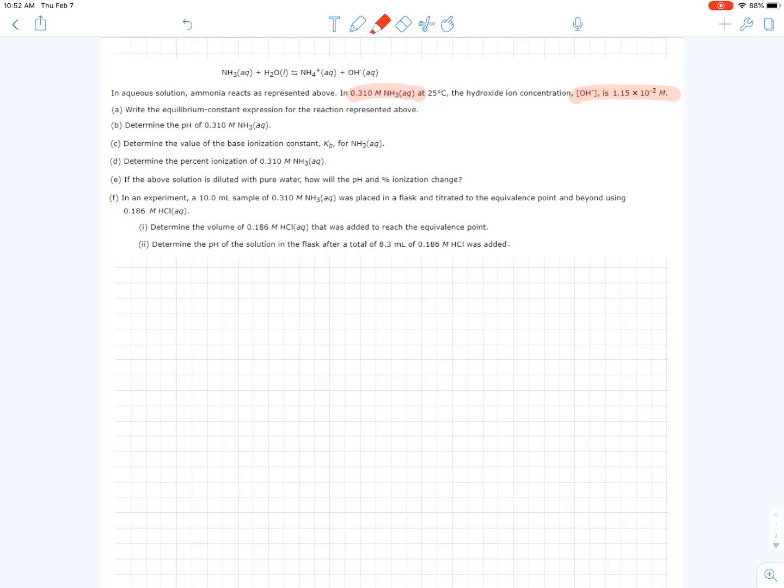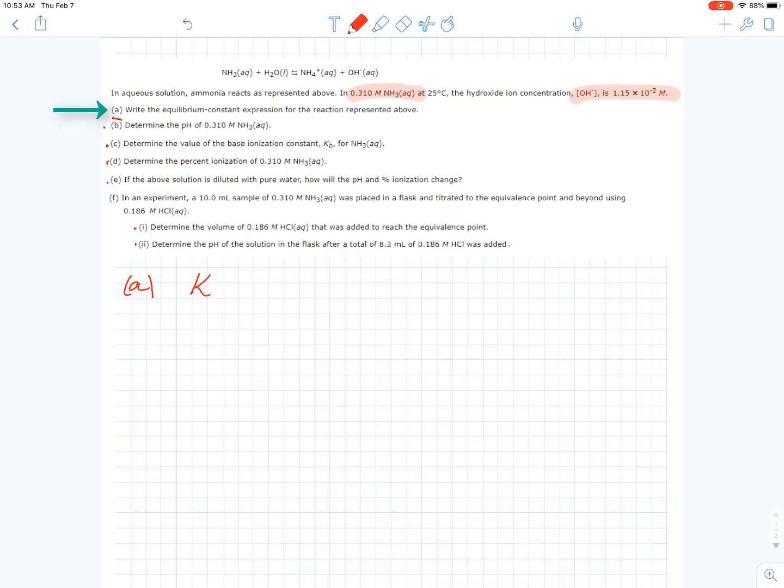Now, let's see. What's the first thing to do? Write the equilibrium constant expression. Okay, they want to know if you can write an equilibrium constant expression and can put the products over the reactants. That's not tough. We know that. We've done that many, many times. That'll be worth 1 point, a nice, fast, and easy one.